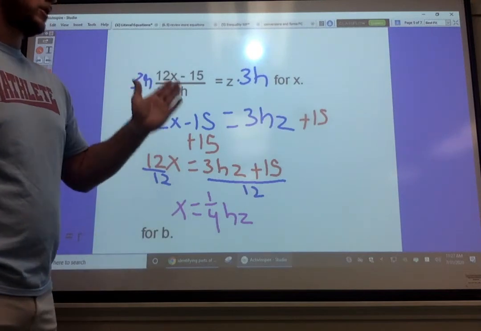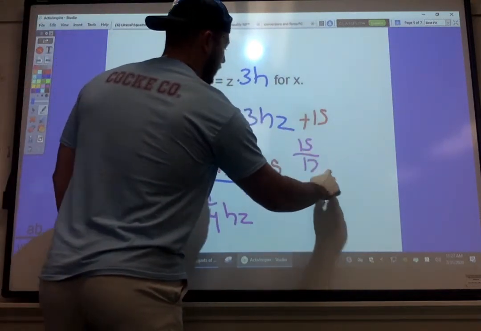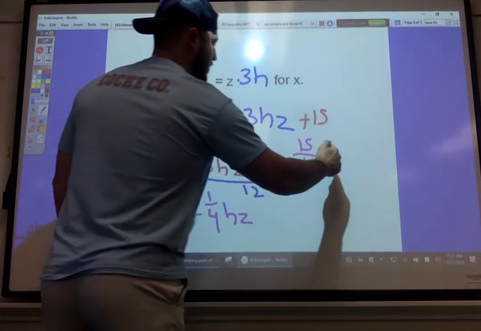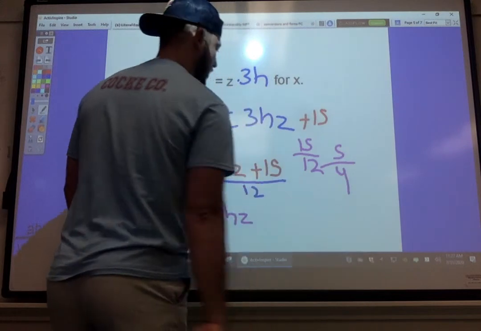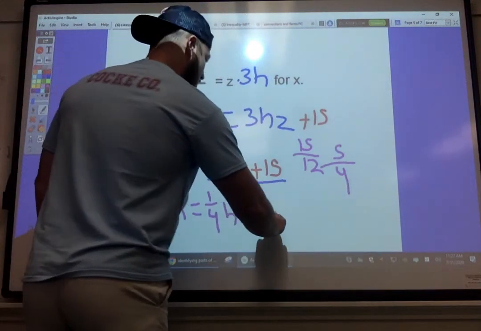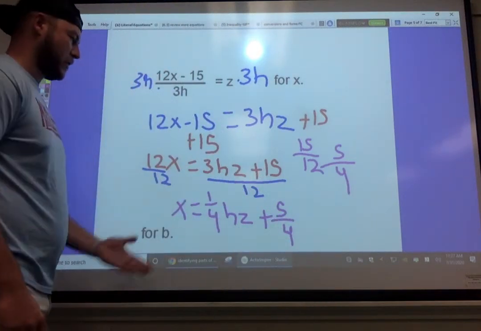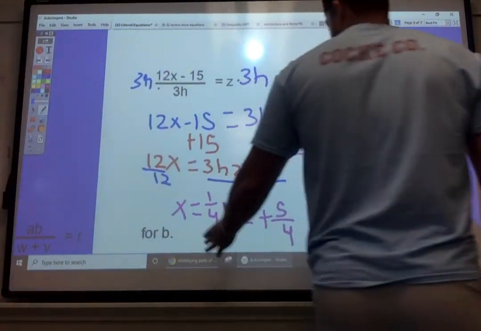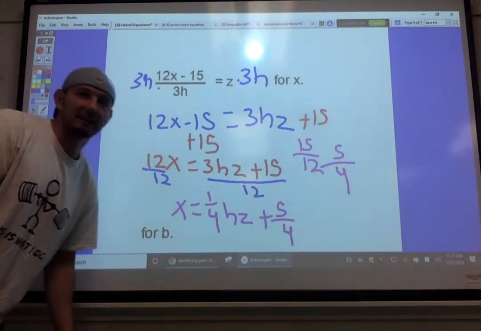We can write 15 over 12 and simplify that. Right? 3 would go into 15 5 times. 3 would go into 12 4 times. So x is equal to 1/4 z plus 5/4. There's nothing else you can combine. Hopefully that's what you guys came up with whenever you tried it on your own.